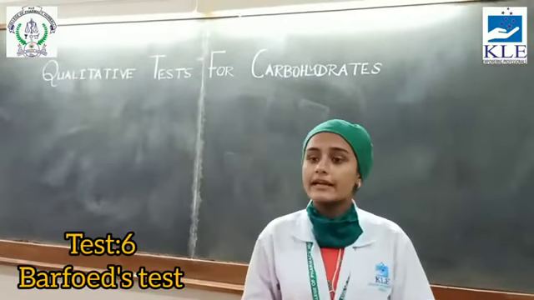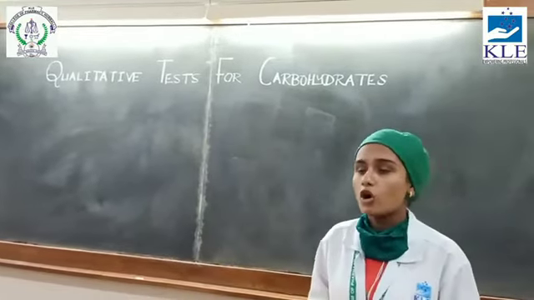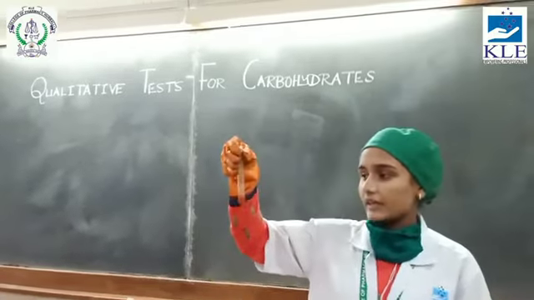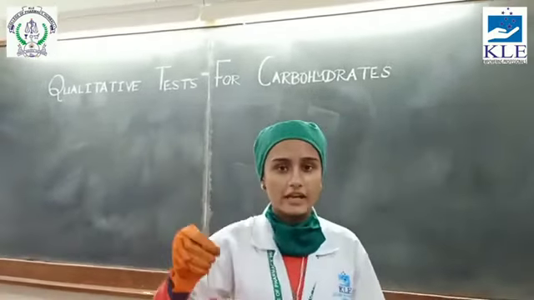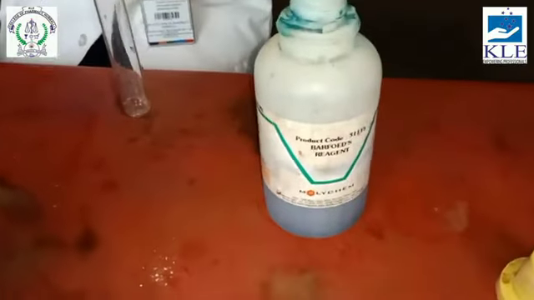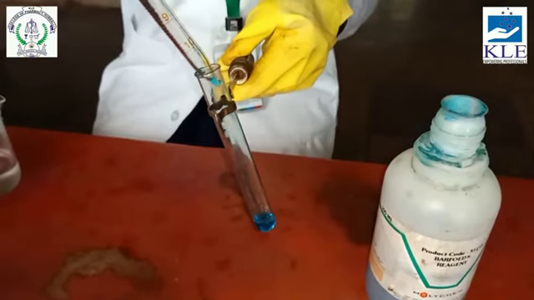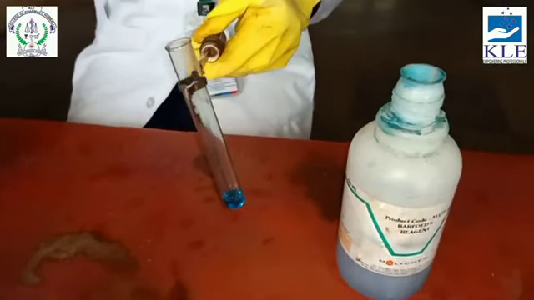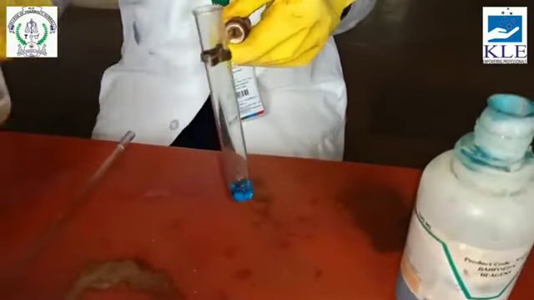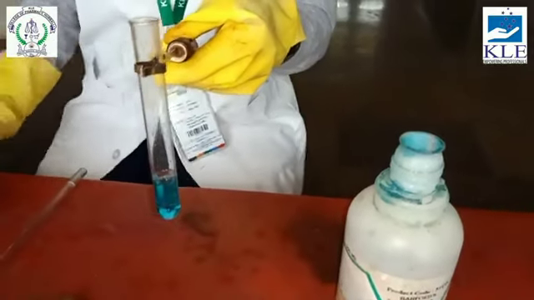Sixth step, Barfoed's test. Take 1 ml of Barfoed's solution plus 1 ml of test solution and boil for 2 minutes. By observing it, we will get a red precipitate, inference, presence of monosaccharide. The sixth test is the Barfoed's test. We will be taking 1 ml of Barfoed's reagent plus 1 ml of the test solution and boil it for 2 minutes.